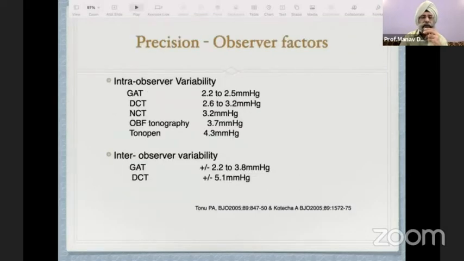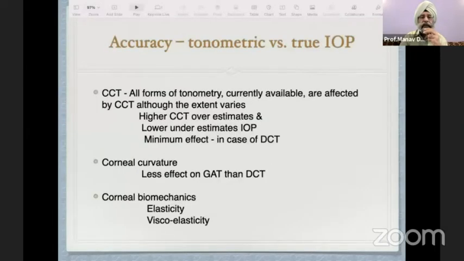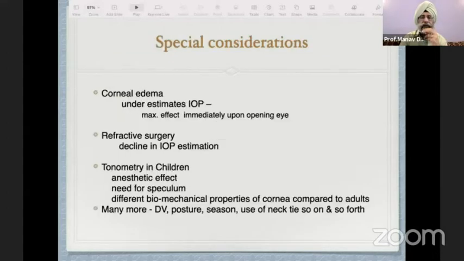Precision is the observer factor, the inter- and intra-observer variations, whereas accuracy is the variation of the measured IOP from the true intraocular pressure, which is measured by manometry, versus that which is measured by tonometry. And most of you by now know that central corneal thickness has an effect on all these types of tonometry, and so do corneal curvature and corneal biomechanics.